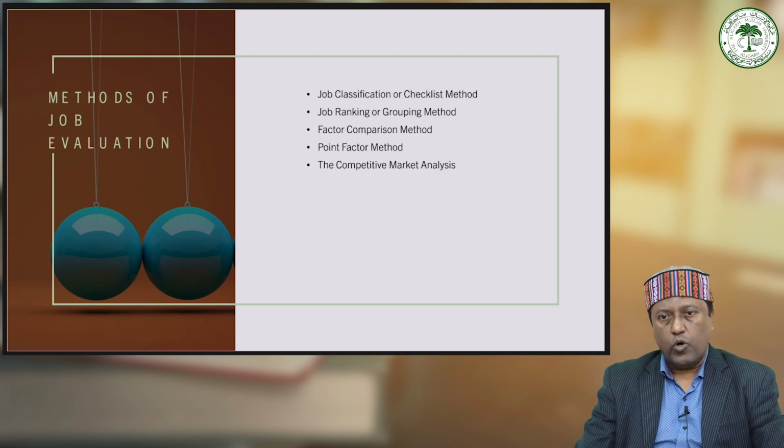And the next step is ongoing maintenance. The factor comparison method may require periodic reviews and adjustments, especially when there are changes in the job roles, organizational structures, or external market conditions. This ongoing maintenance helps ensure that the method remains relevant and reflective of the organization's evolving needs.